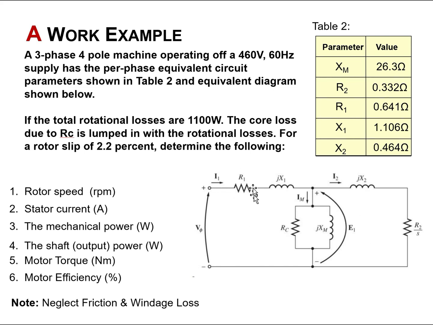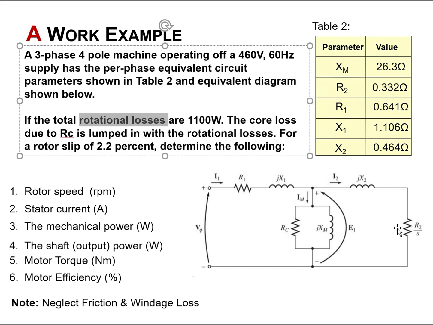In this case, R1 is the stator resistance and this is the stator reactance. Over here, this is the rotor reactance and R2 is the rotor resistance. If the total rotational losses are 1100 watts, so notice that these are the rotational losses, which means that they are as a result of the resistance in the rotor. The core loss due to RC is lumped in the rotational losses, so you can consider them only as one component.